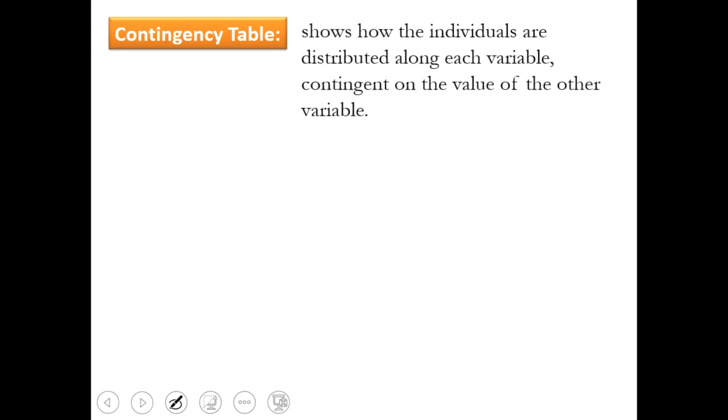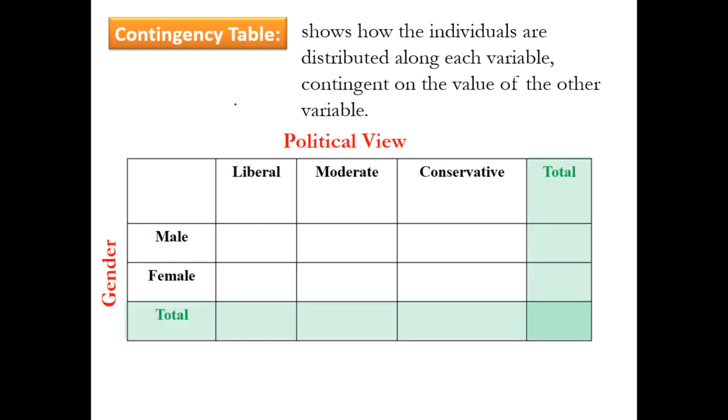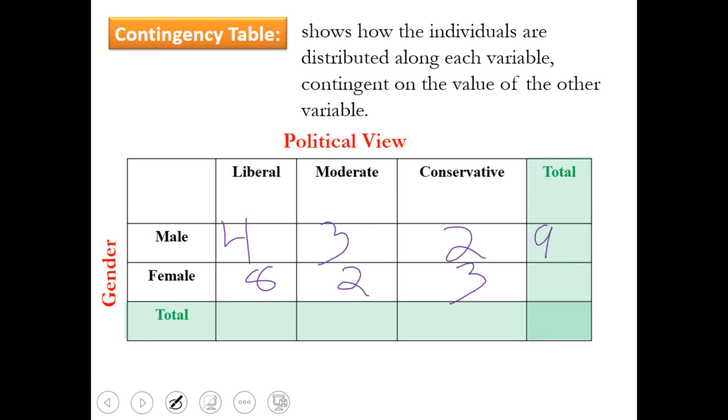Now, this brings us to a couple last ideas. We have contingency tables. This is where it shows how the individuals are distributed along each variable, contingent on the value of the other variable. So in political views, we had our males with liberal, moderate, and conservative views: 4, 3, and 2. For our females, we had 8, 2, and 3. So for our males, we interviewed 9, and for females, we interviewed 13. So a grand total of 22.